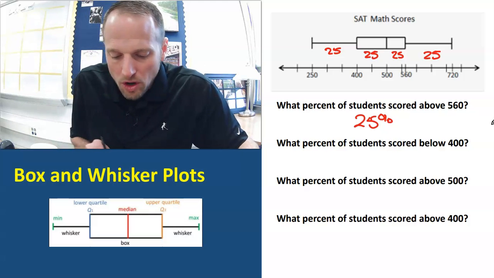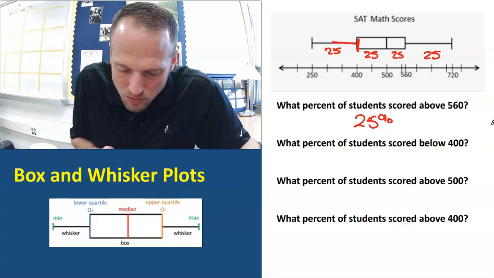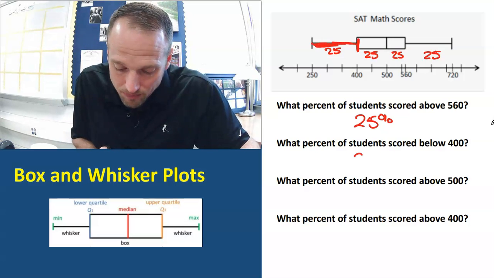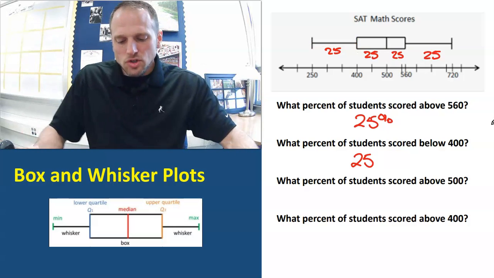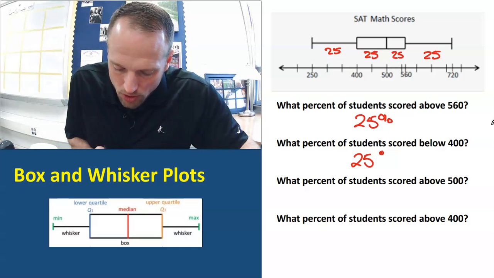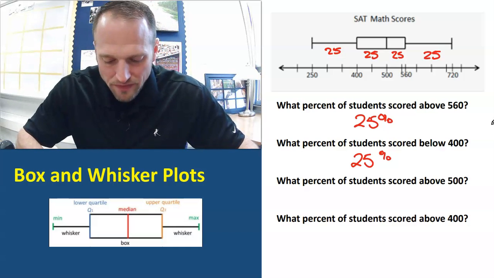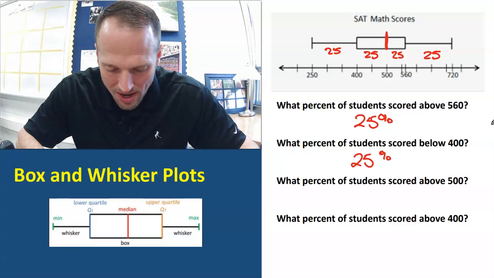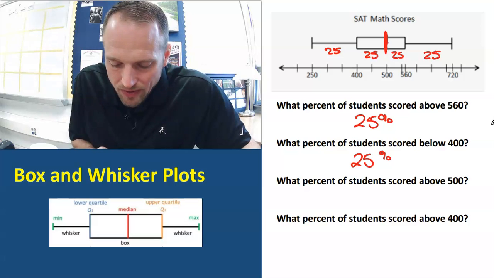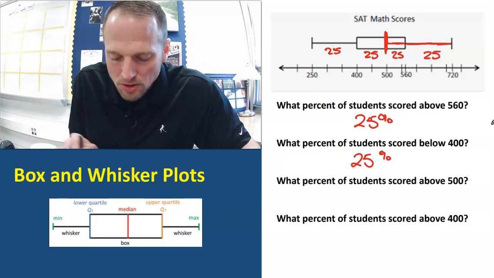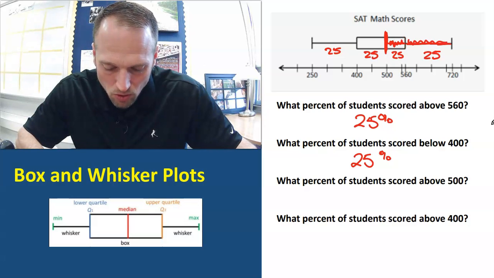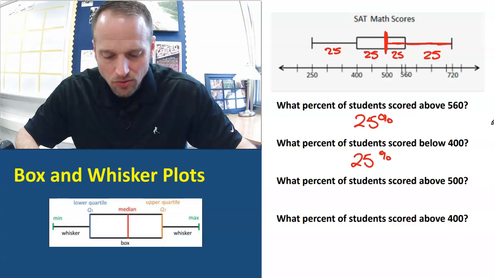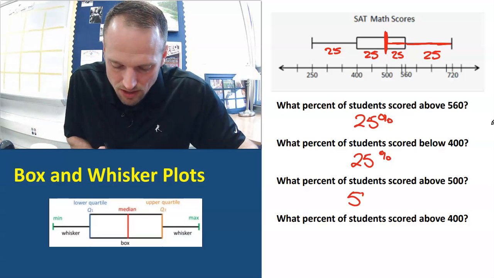What percent scored below 400? Well, now I'm looking at this part. Below 400, that also is 25%. Next question. What percent of students scored above 500? So let's find 500 on this. 500's right there. So now I want to know above 500, that's this part and also this part. Well, 25% were in this first part, 25% were in this second part. So if I want to know total above 500, that's going to be 50%.